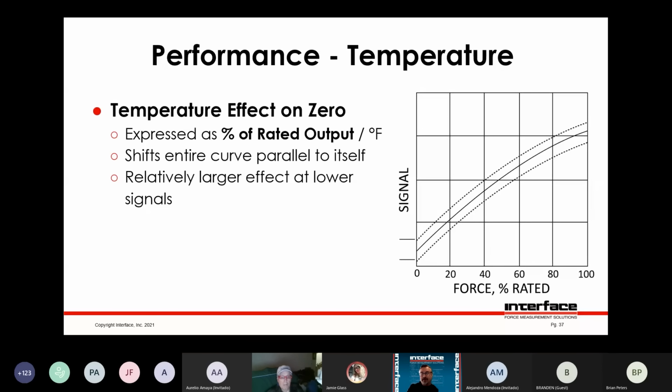Temperature effect on zero is what happens to the zero signal as you change temperature. So if you have no load on the load cell and change the temperature, the zero is going to move around. You can see that on the left of this chart. You can see that little band as temperature goes up and down. The band where zero starts moves up and down as well. But you notice the shape of the output signal stays the same. So the slope of that curve is the same. It just moves up and down.